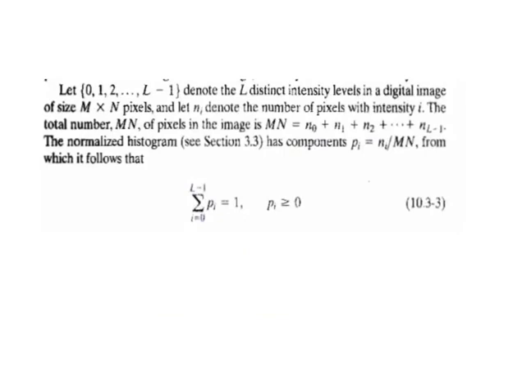Let Ni denote the number of pixels with the intensity i. The total number Mn of the pixels in an image is Mn = N0 + N1 + N2 + ... up to N(L-1). The normalized histogram has a component Pi = Ni / Mn, from which it follows that the summation of Pi for i = 0 up to L-1 is equal to 1, where Pi is greater than or equal to 0.